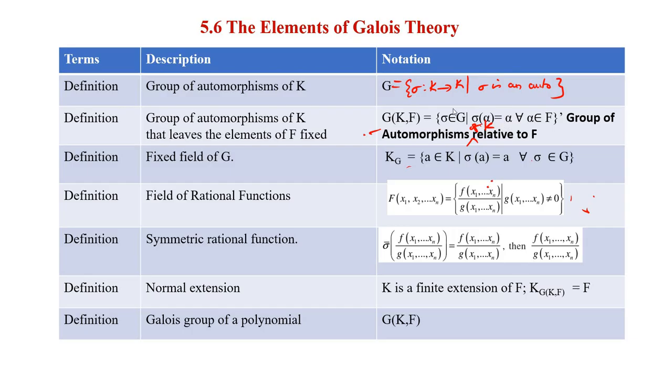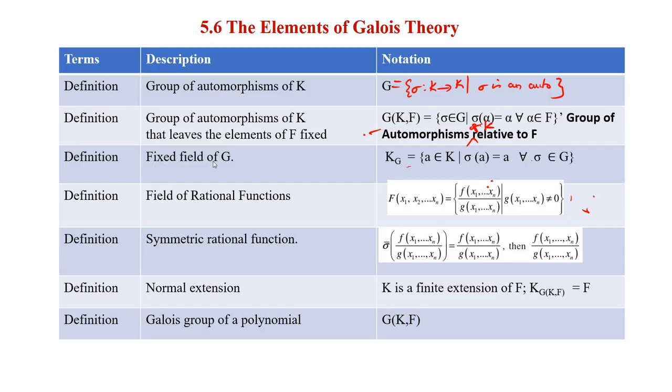We are not talking here about what this sigma does to the elements of K. For it to be a member of GKF, it should satisfy this condition: the base field element should be left as such. That is, alpha should be taken to alpha itself. This collection is what we call GKF. That is called the group of automorphisms of K relative to F. We can also say in words, the group of automorphisms of K that leaves the elements of F fixed.